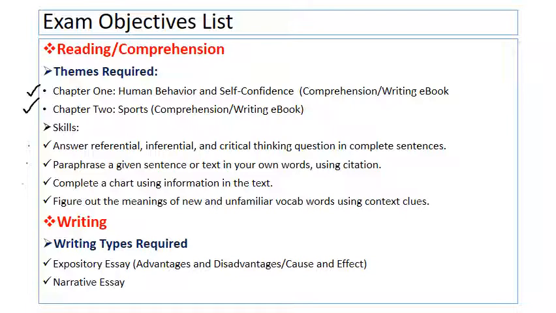Complete a chart using information in the text. We already talked about that. Figure out the meanings of new and unfamiliar vocab words using context clues. We did a lot of that.